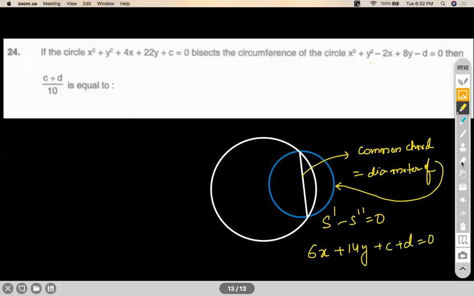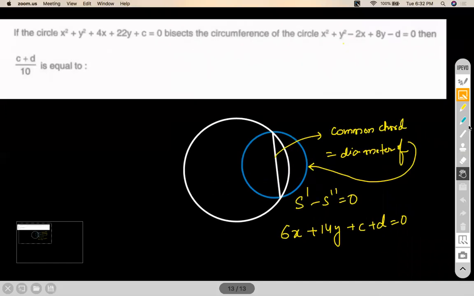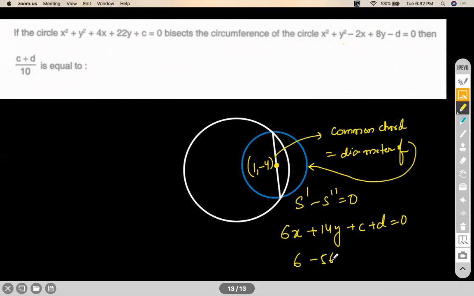Now, if this is the diameter, it must also contain the point which is the center of the circle, which happens to be 1 comma minus 4. So 1 comma minus 4 should pass through it. So 6 minus 56 plus C plus D is equal to 0. So C plus D is 50. So the answer is loud and clear. C plus D by 10 has to be a 5.